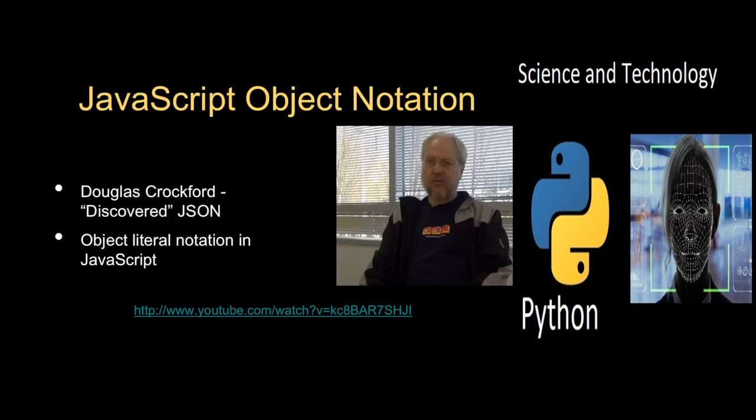This is Douglas Crockford. I have a great interview from him. He's a funny guy, very, very smart. He claims he didn't invent JSON, he discovered it, because it really is based on the literal notation for JavaScript. And it actually looks a lot like the Python literal notation for objects and for lists.